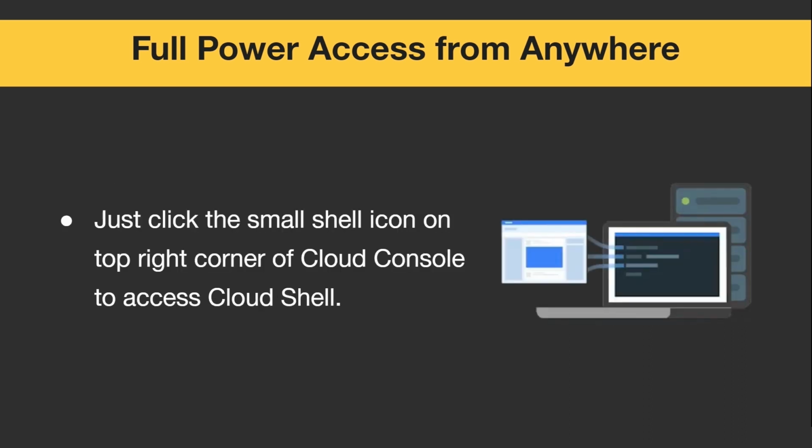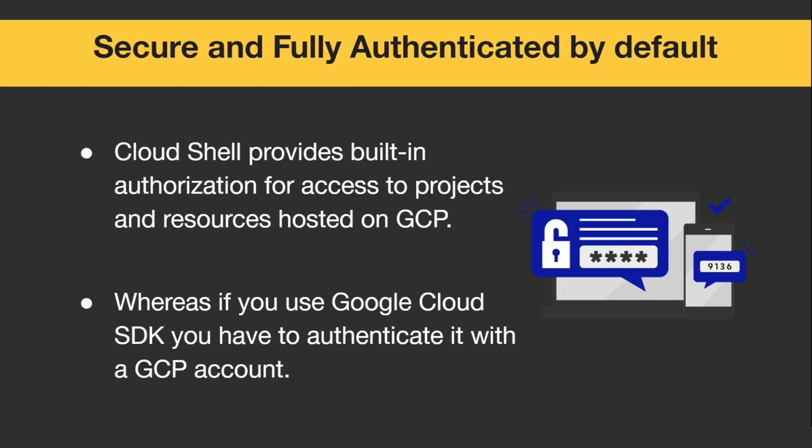So, full power access from anywhere. Like I said, you can use the Cloud Shell to connect to your machine from anywhere in the specific project. It is secure and fully authenticated by default because it's within the project, and if you click on the Cloud Shell, it automatically authenticates and authorizes using the specific service accounts. Whereas if you use the Google Cloud SDK, you have to authenticate with the GCP account because the Google Cloud SDK is outside of your project and it is installed on your laptop and desktop, so you need to configure it for the specific project.